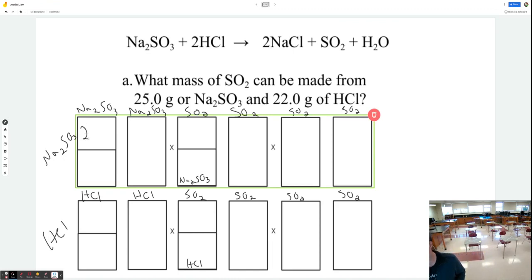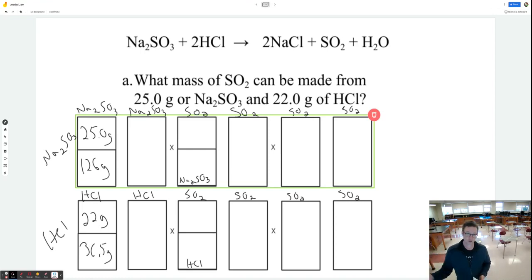25 grams of Na2SO3. The molar mass of Na2SO3 is 126. Again, 2 sodiums plus a sulfur plus 3 oxygens gives you 126 grams. We're also going to use 22 grams of HCl, hydrochloric acid, which has a molar mass of 36.5 grams.